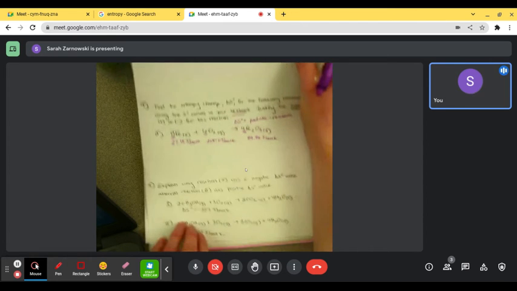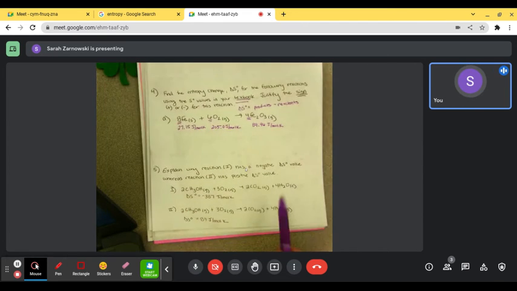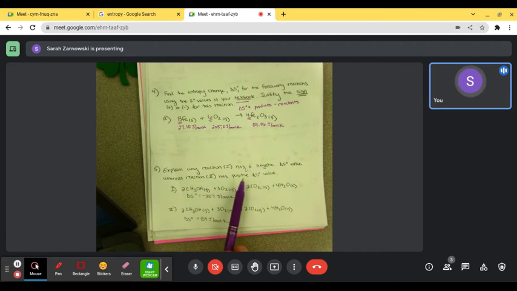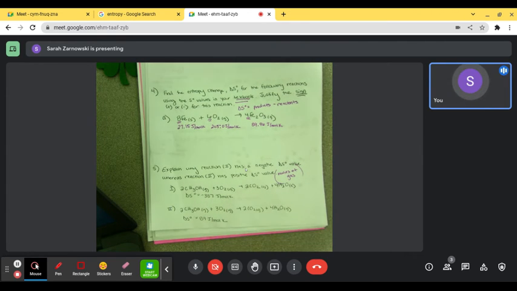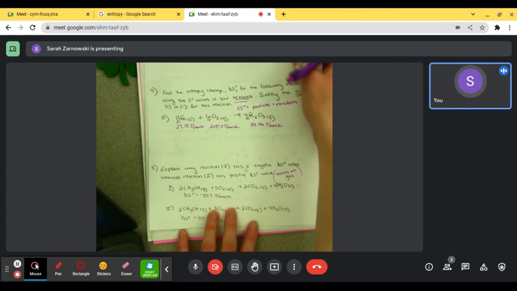For 5, I say explain why reaction 1 has a negative change in S, whereas reaction 2 has a positive change in S. So you might want to look at moles of gas. Remember, if you go from fewer moles to more moles, your change in S is positive. If you go from more to fewer, it is negative, just from the stuff on the front there.